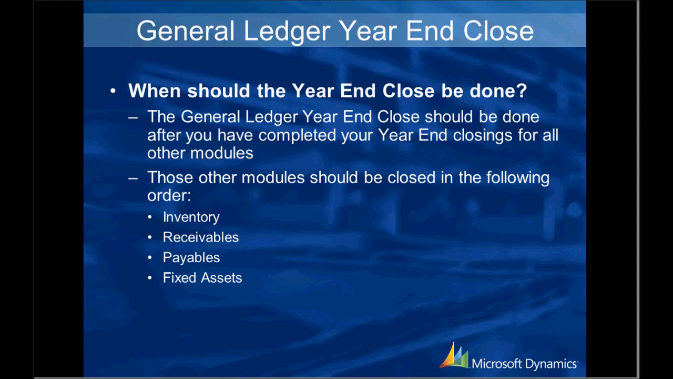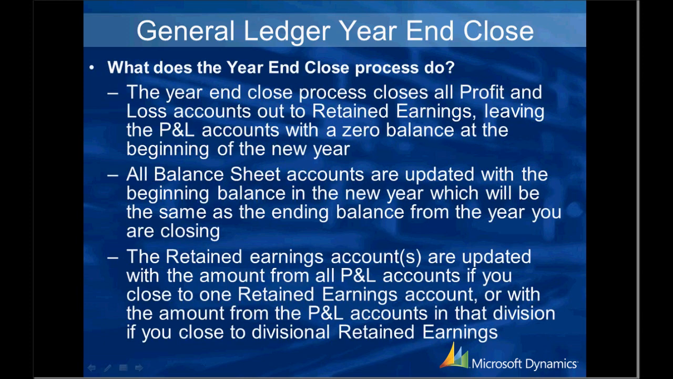And so now we're moving to general ledger. General ledger year-end close should be done after all the other modules have been done. The modules are done in this order: inventory, receivables, payables, and fixed assets. This we've talked about before. The year-end closing procedure closes all profit and loss accounts out to retained earnings, leaving the profit and loss accounts with zero balances. All balance sheet accounts are updated with a beginning balance for the new year, and the retained earnings account is updated with the amounts from all the profit and loss accounts.